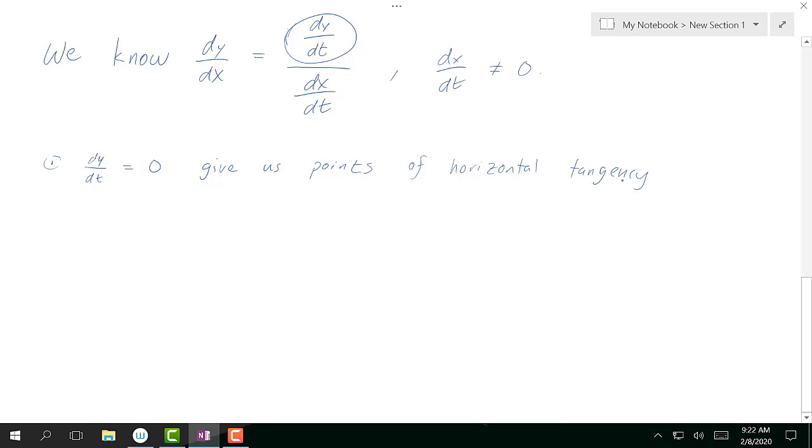Okay, so then we're also going to look at dx dt. And of course, if that is equal to 0, well, that's going to be bad news for us. What this is going to do is give us points of vertical tangency. So the slope would not be defined at such a point.